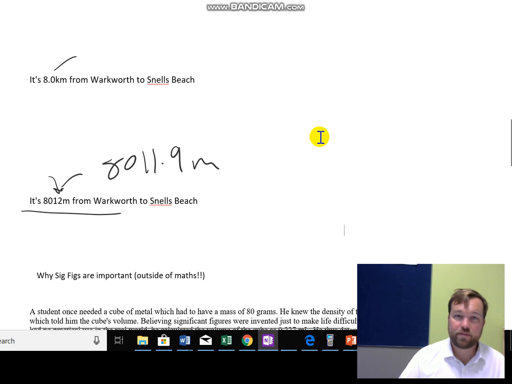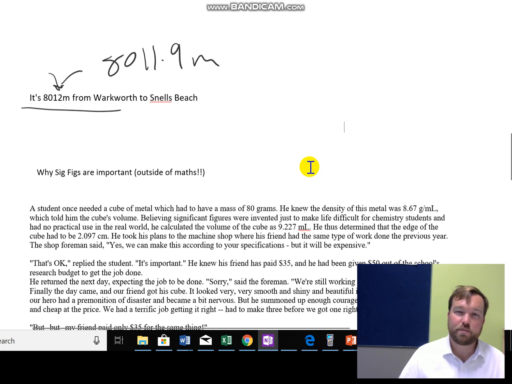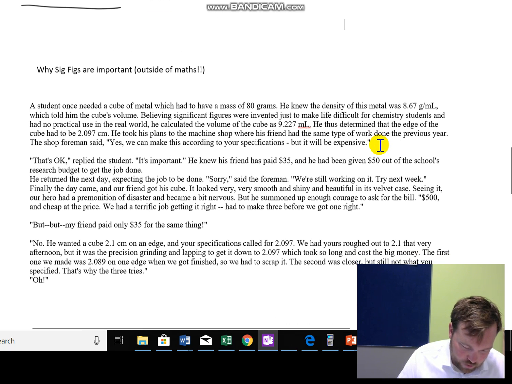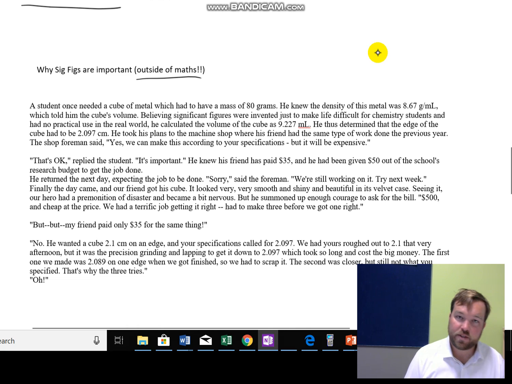Let me tell you another. Let's call it a fable. It's like a legend, but with a purpose. I guess legends have purpose too. Alright, so why they're significant, or why they're important outside of maths. Don't know why they're interesting, maths people teach it, but yeah, outside of maths.